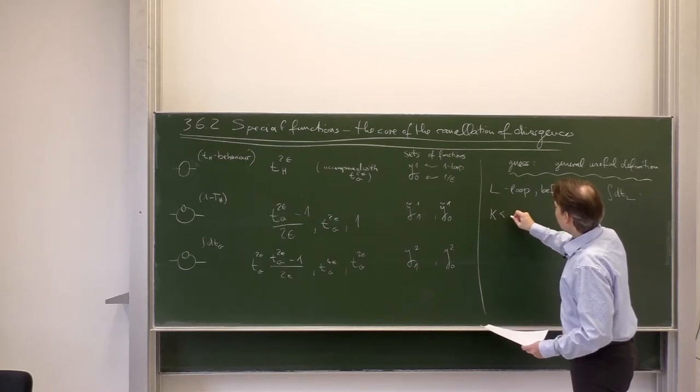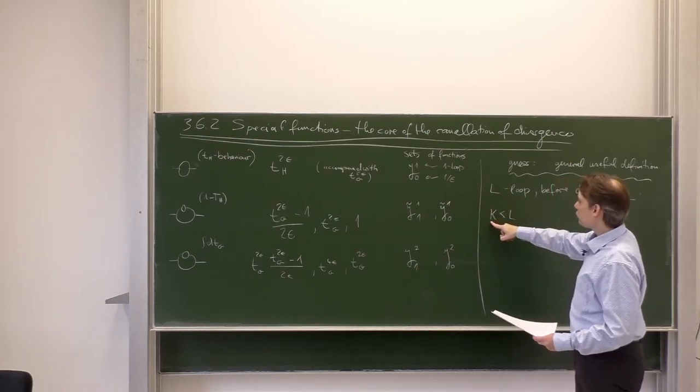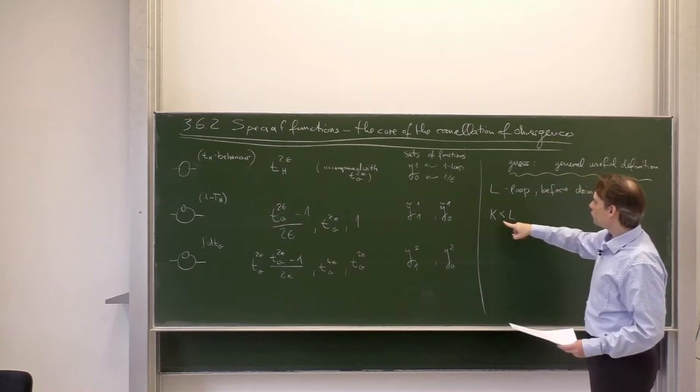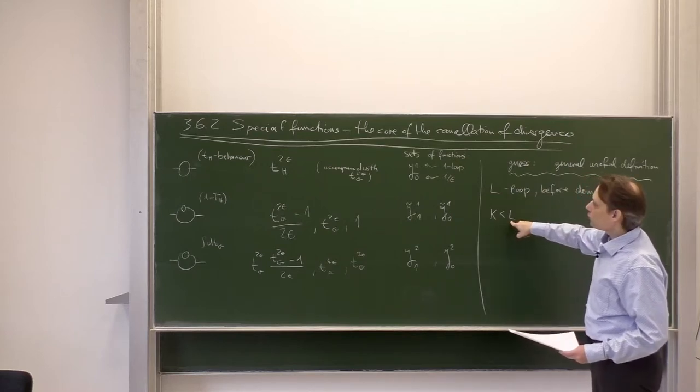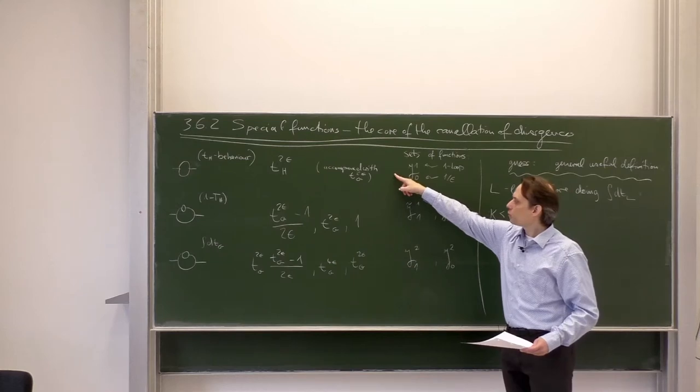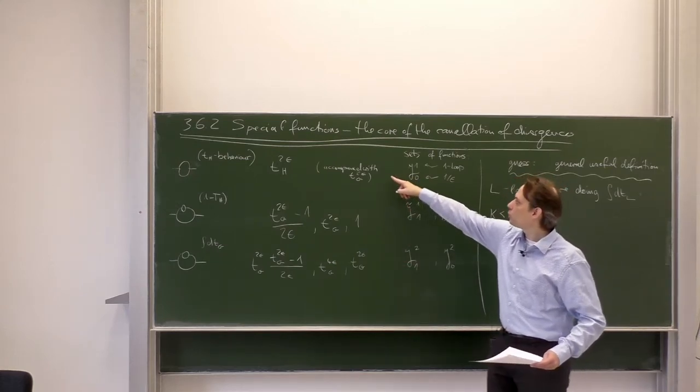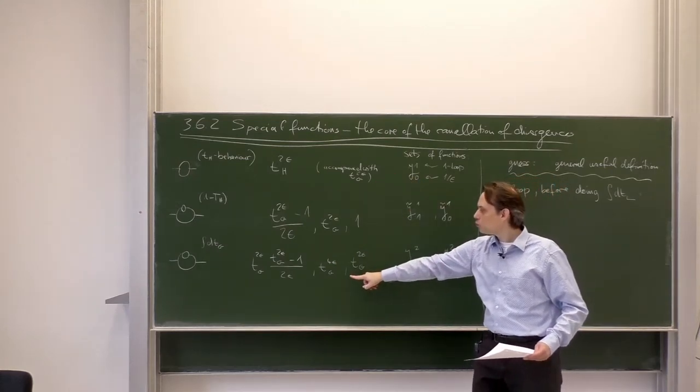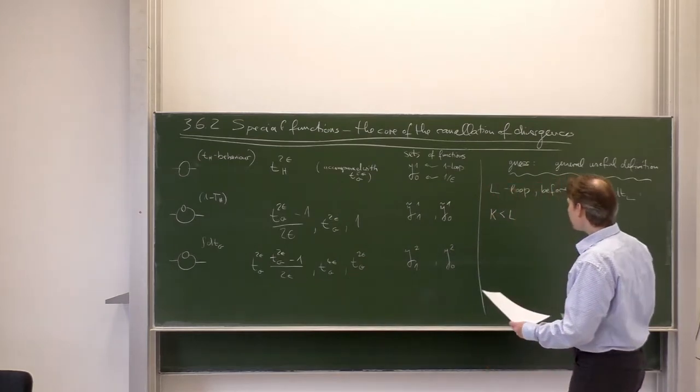Then k is smaller than a, so this is the epsilon power. This is the loop number. There are always fewer 1 over epsilons than the number of loops. So at one loop, we have no 1 over epsilon. At two loop, we have only 1 over epsilon.